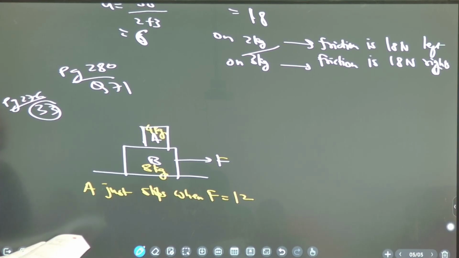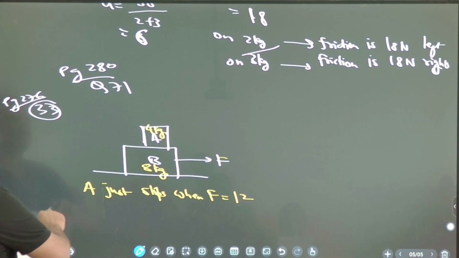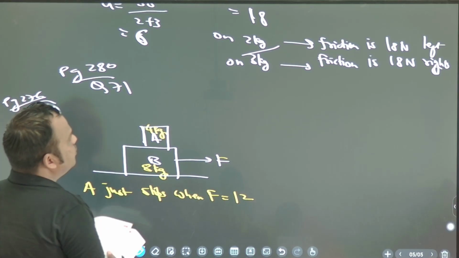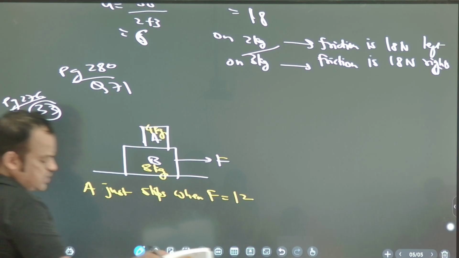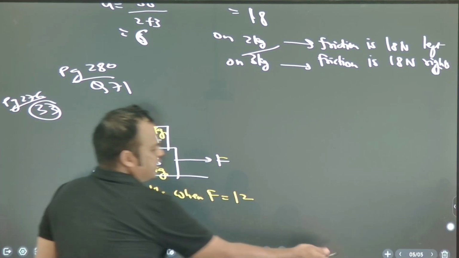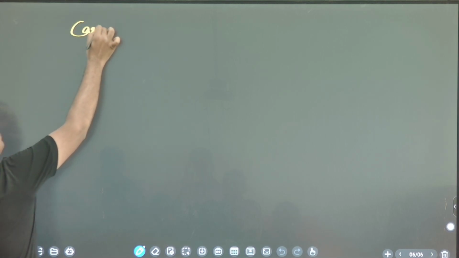Oh, this is case 2 mixed. Wait. Case 1 and case 2 mixed. I will come to case 2. Okay, solve question 71. This is case 1 and case 2 mixed. Or shall we? Okay, no problem. Let's do case 2 also. Then I will come back to this question. Write down case 2 also. It is easy only. We will finish in 5 minutes. Note down case 2.